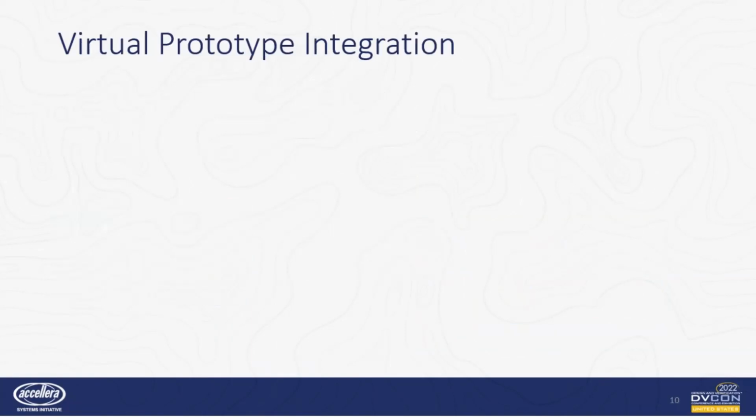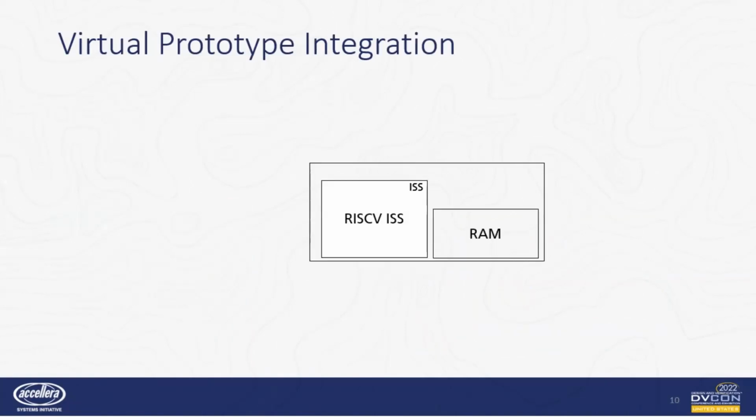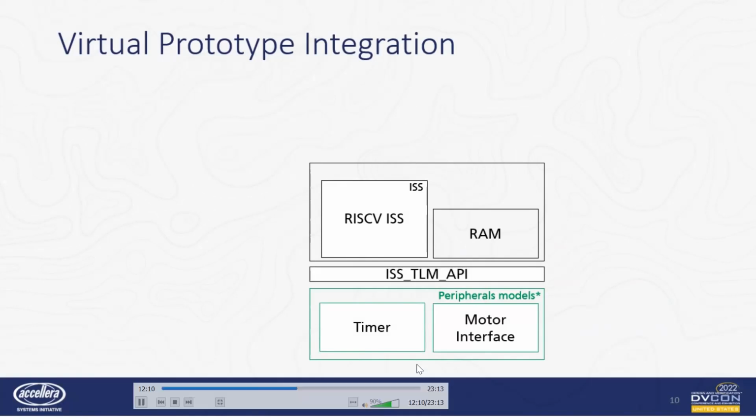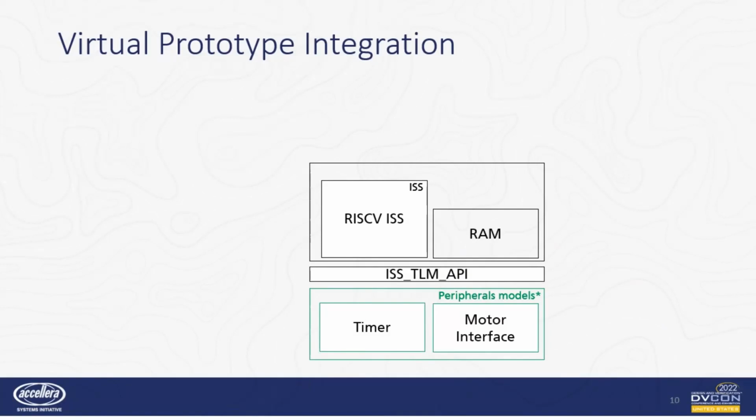The hardware virtual prototype integration is composed of several modules. First, it starts with the instantiation of the RISC-V core instruction set simulator, besides a RAM model. Then, some peripheral models are added to achieve the basic functionality. These are interfaced to the instruction set simulator using a transaction-level model API. This hierarchy completes the virtual microcontroller unit.